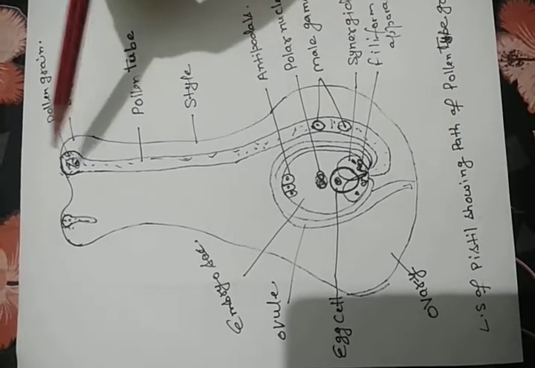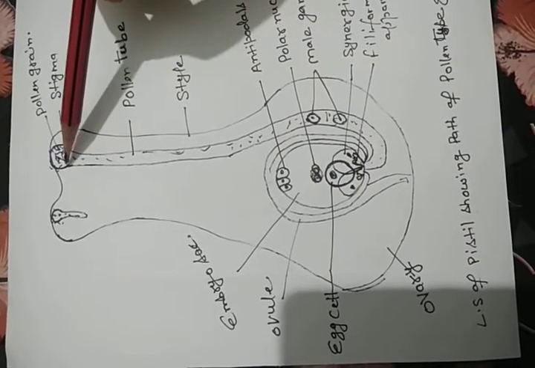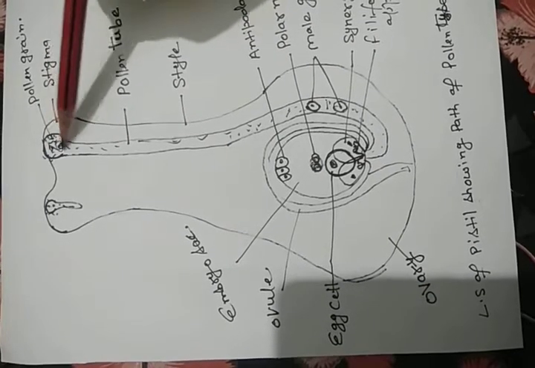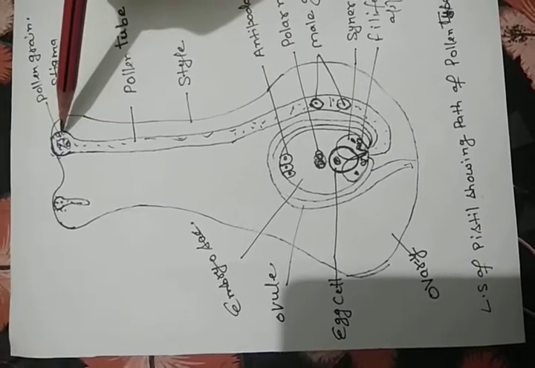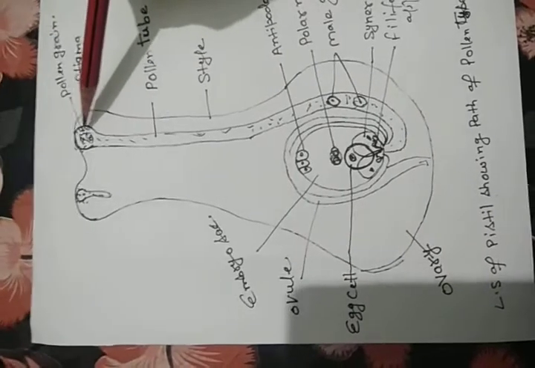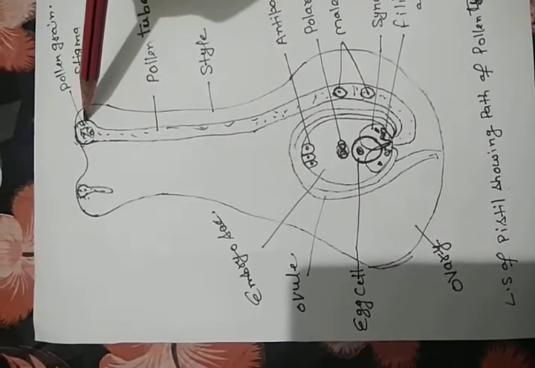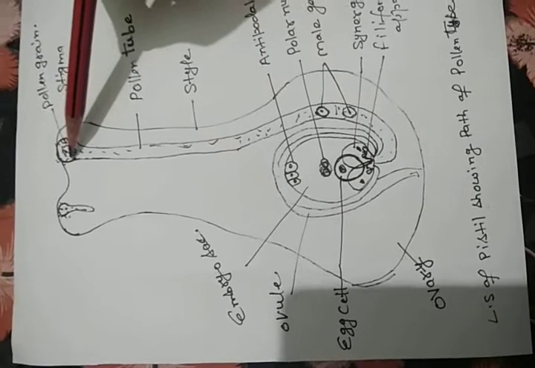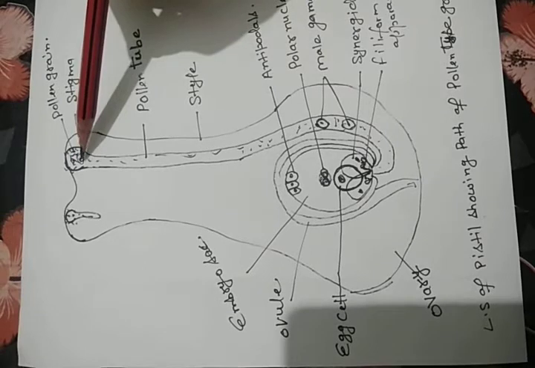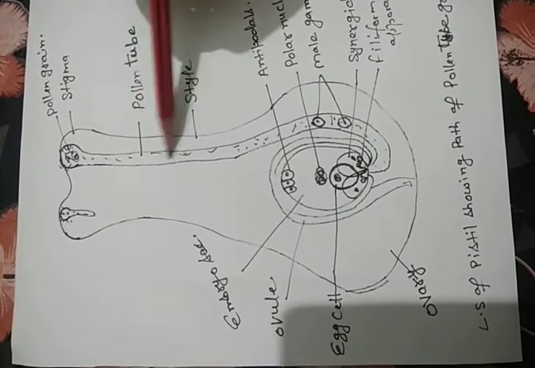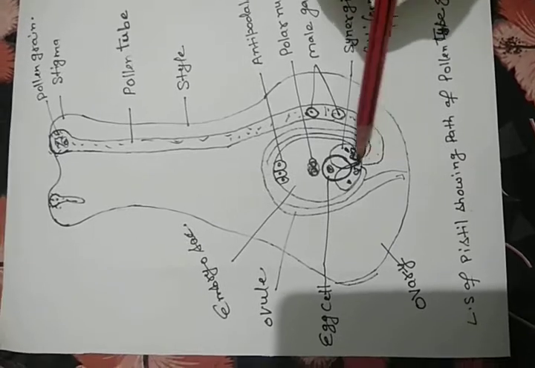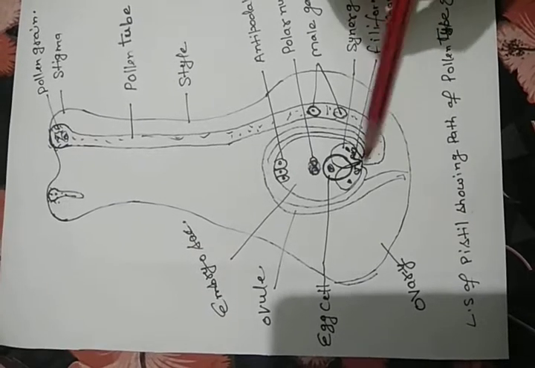Now after pollination, when pollen grains land on the stigma, they receive the nutrients and water and swell, and then the germination of pollen grains occurs, and the pollen tube comes out from the germ pore, and now this pollen tube passes through the style, reaches the ovary and enters into the ovule through the micropylar end.